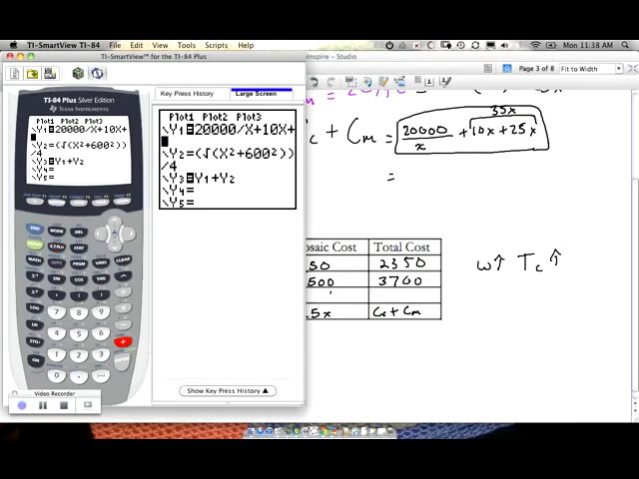Plus, then that other piece is going to be 25x. Now I could have combined those, but I just want to show you it doesn't really matter. We can just leave it as is, because we have a calculator working it for us. Clear that one and clear that one. So we're going to graph this.